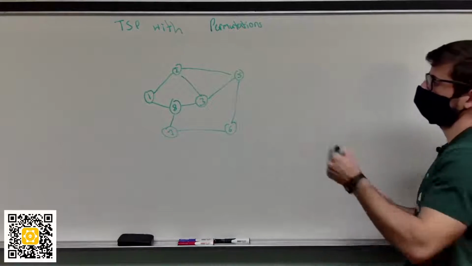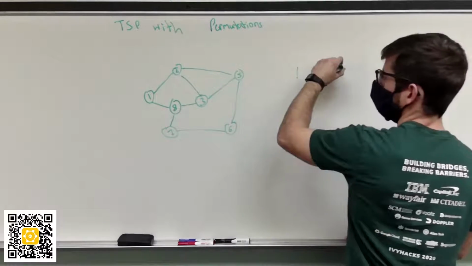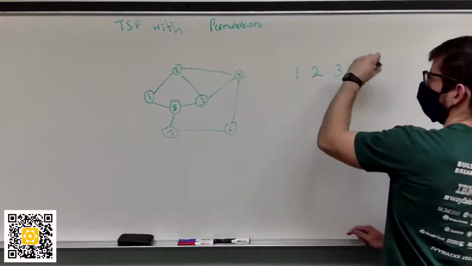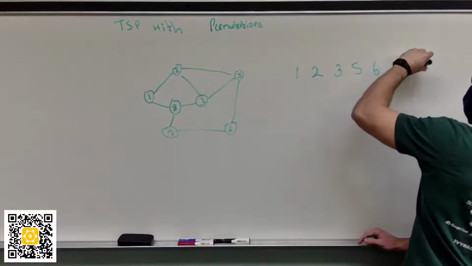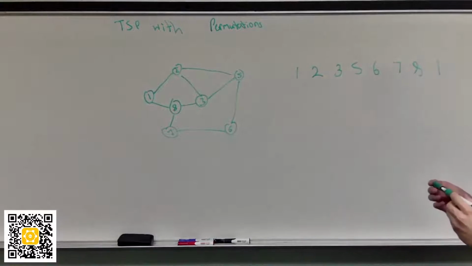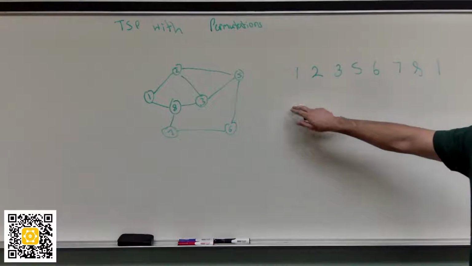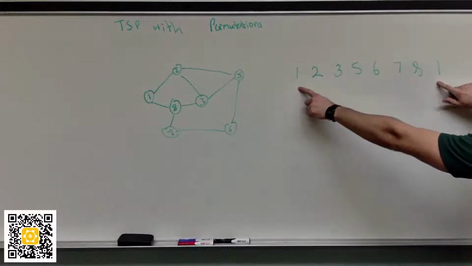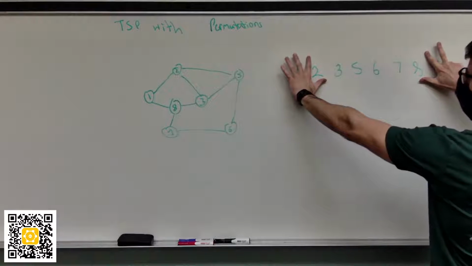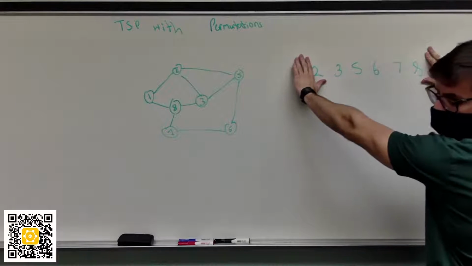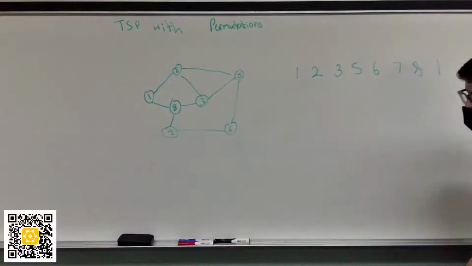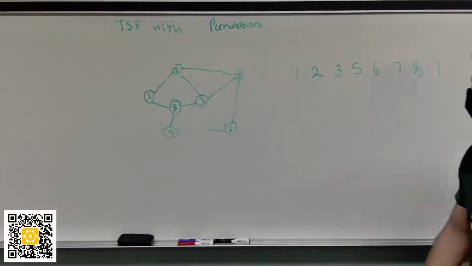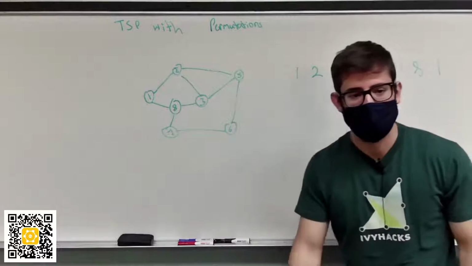That makes sense because 3, 5, 6, 7, 8, and 1. Of course, you're going to start and finish at the same place. So if you take everything in between that, it's a set. It's unique numbers. There's no repeats. So how can we figure this out with permutations?